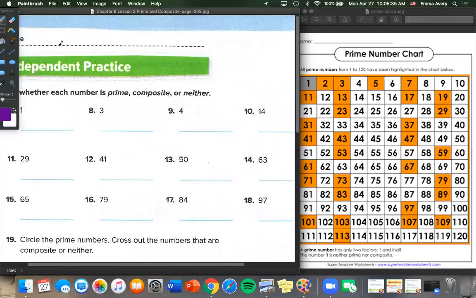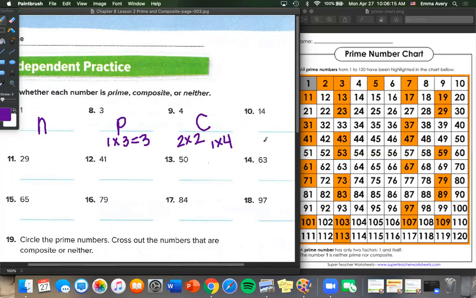All right, more of the same. We're going to write whether each number is prime, composite, or neither. Well, 1, we know that's that weird one, so it's going to be neither. Let's look at number 3. 3 is highlighted, so that must be a prime number because only 1 times 3 equals 3. See number 4. 4 has multiple factors. Remember, we can do 2 times 2 and 1 times 4. So this one is composite.